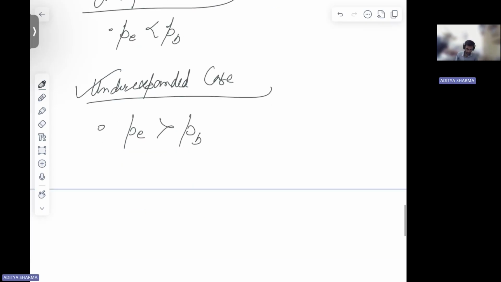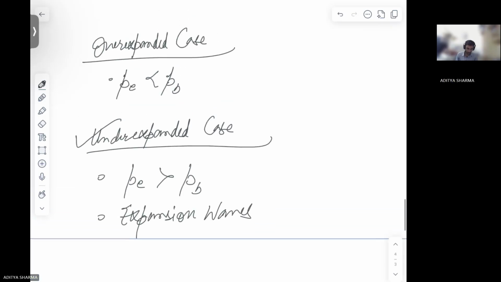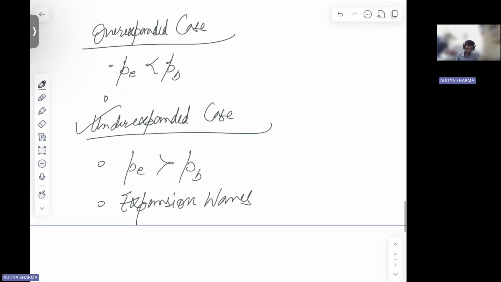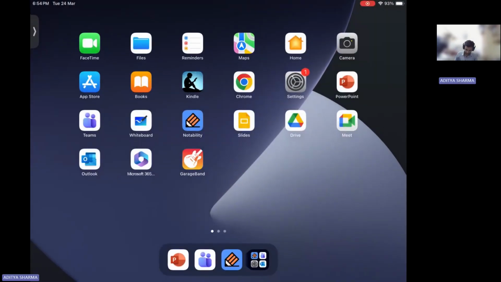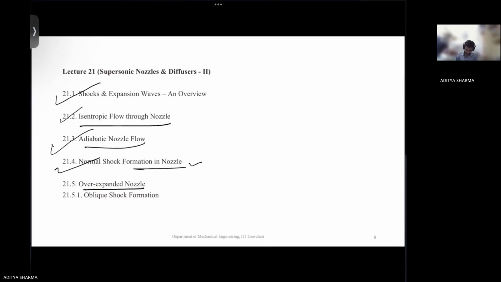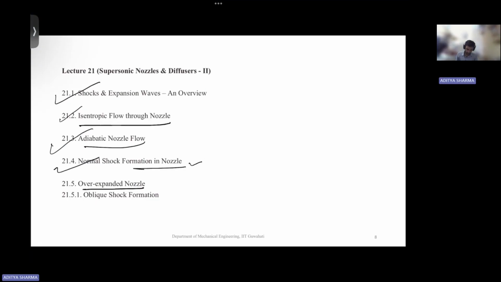And now in your underexpanded case, to balance the pressures, we get expansion waves. And here at the exit, we get oblique shocks. So this is the difference between your overexpanded case and underexpanded case. I hope this is clear.